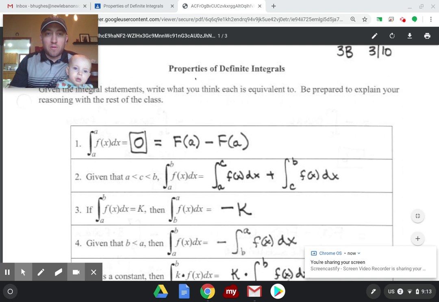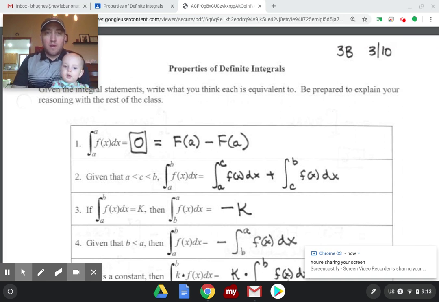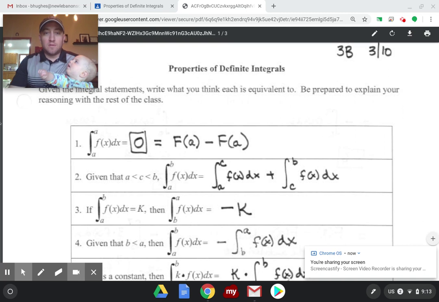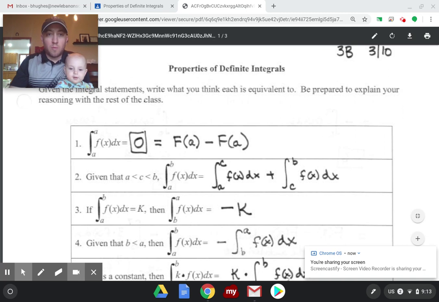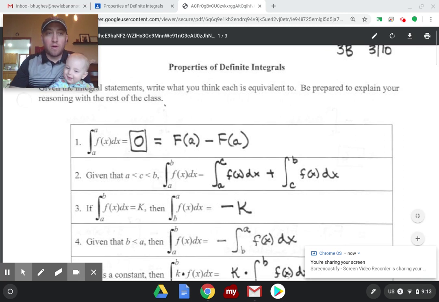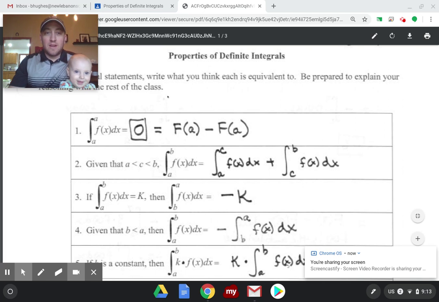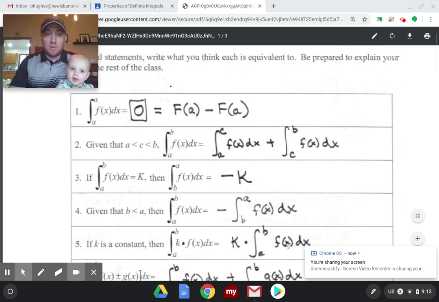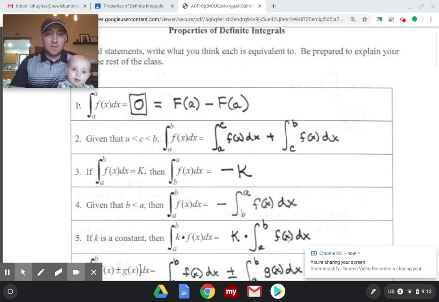I just wanted to go over the notes from Monday real quick. The properties of definite integrals. Most of you guys turned homework in for this already. I just wanted to go over everything to clear up any questions that we might have had. Really, all these properties pretty much make sense.